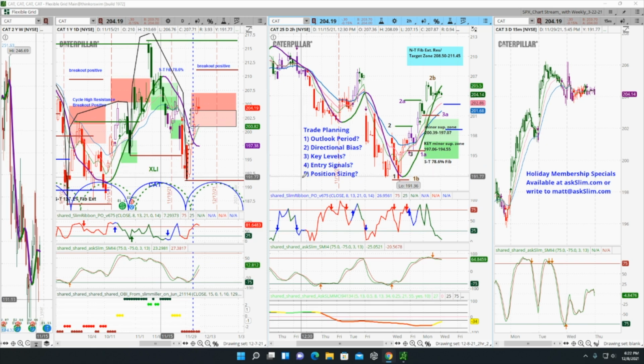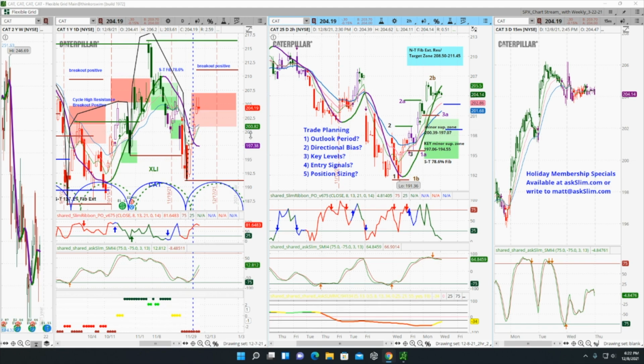Okay, here we go. What we're looking at here is our Ask Slim multi-timeframe chart grid on the Thinkorswim platform. It includes our weekly, our daily, our 2-hour, and our 15-minute charts, and it's overlaid with our custom studies and indicators. This overall setup is a very dependable way for us as technicians to evaluate the conditions of stocks, ETFs, and futures. In this case, we're going to be reviewing Caterpillar, symbol CAT.